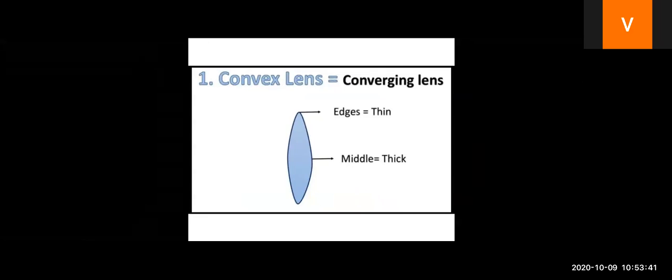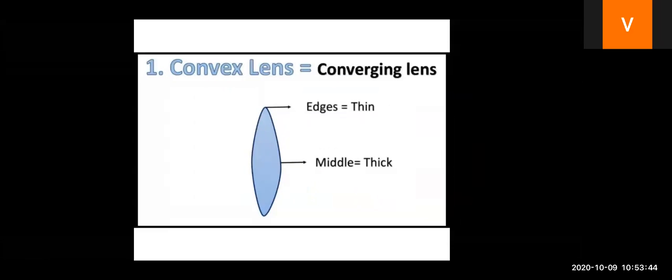Now children, there are two types of lens. One is your convex lens and the other is your concave lens. Let's understand them in detail. First is your convex lens. If you see its structure, in the middle it is thick as compared to the edges. So a convex lens is a lens which is thick in the middle and thin at the edges.